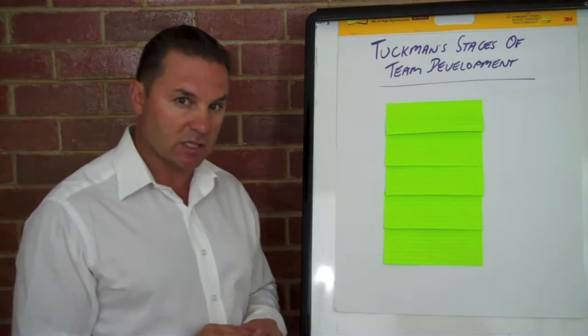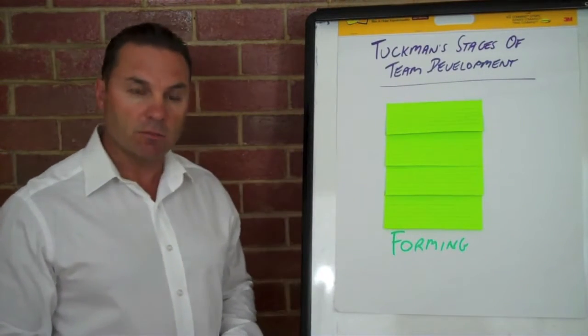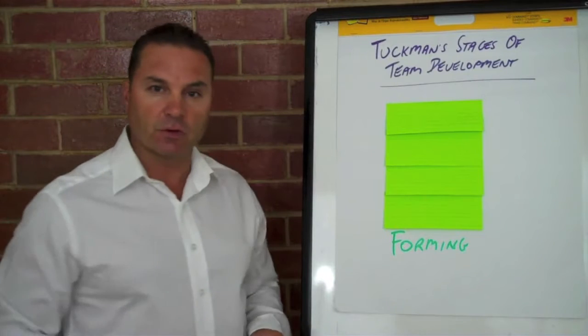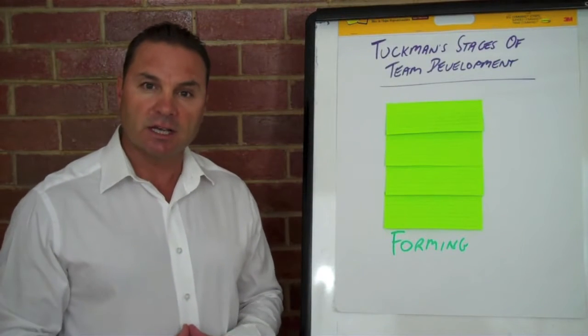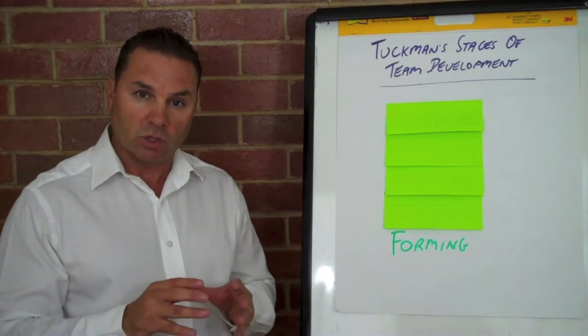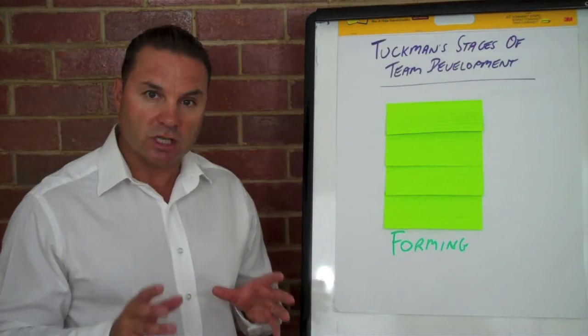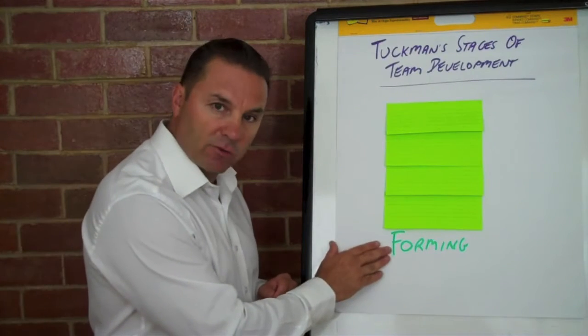So there's 5 stages to this model. The first stage is forming. This is when a team forms and becomes a team for the first time. One thing that you need to understand is that when your team changes by only one person, which could include someone leaving the team and not being replaced, your team automatically goes back to the forming stage.